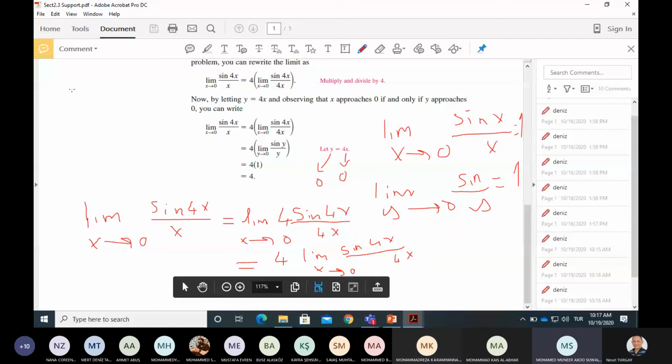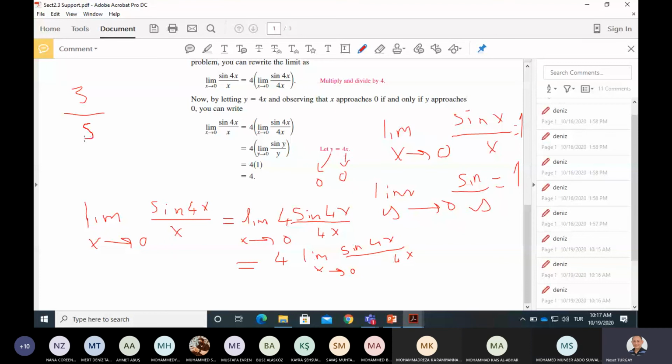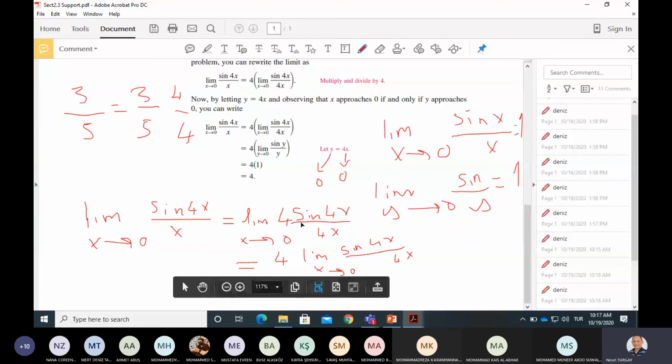Look, 3 over 5 is equal to 3 over 5 times 4 over 4. Do you understand this? So this is the same thing. So this is not 3 but sine 4x. This is not 5 but x. This equals 4 over 4 times sine 4x over x. You understand? The same thing, but you don't have 3, you have this. Yeah, you are very good.